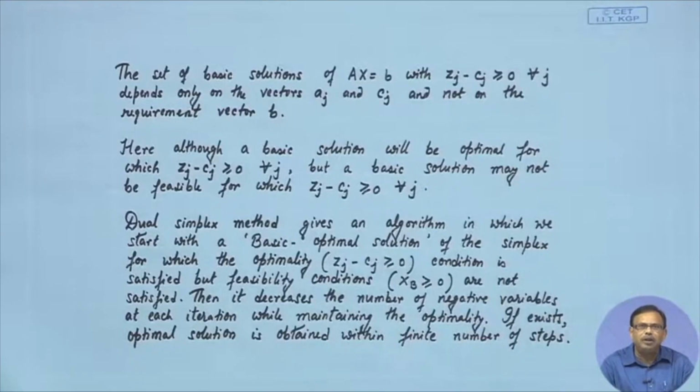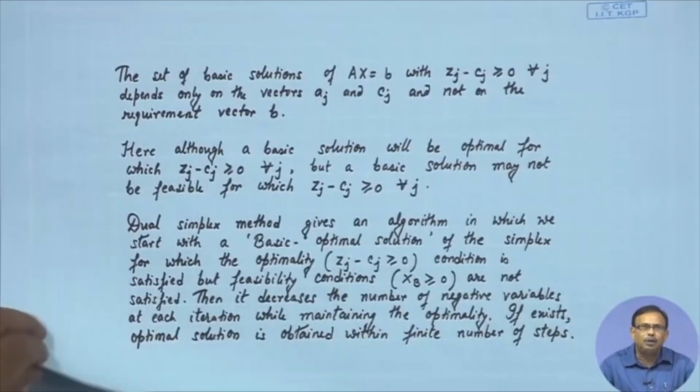That is, at each iteration it maintains the optimality and then tries to reduce the number of negative variables in the basis. If the optimal solution exists, then the optimal solution will be obtained within a finite number of steps. So, this is the basic idea of the dual simplex method.